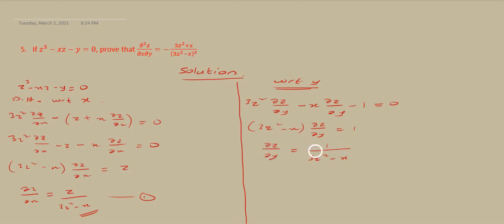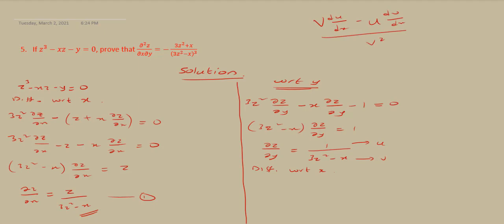We will now differentiate this with respect to s. Why am I differentiating with respect to s? That is what we want to prove: the second derivative of z, d squared z over dx dy. So now I'm going to be using the quotient rule. This is u, this is v. Don't forget the quotient rule says v du/ds minus u dv/ds, all over v squared. That is what the quotient rule says.